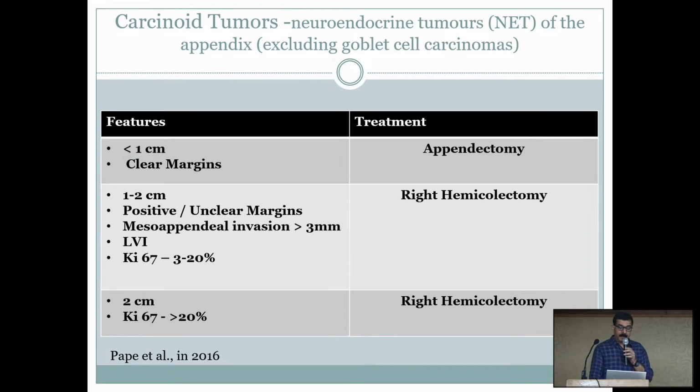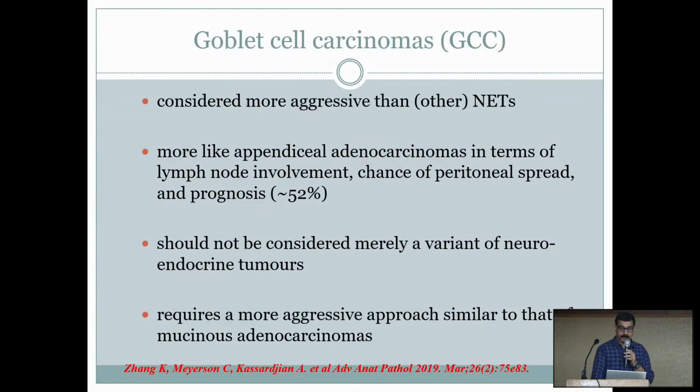But when it comes to a 1 to 2 centimeter tumor with positive or unclear margins, a mesoappendiceal invasion of more than 3 millimeters, the presence of lymphovascular invasion, and Ki-67 of 3 to 20%, a right hemicolectomy is warranted. In the first it is less than 2, and this is 3 to 20%. And again, for a tumor of more than 2 centimeters with a Ki-67 of more than 20%, a right hemicolectomy is warranted for a carcinoid tumor.